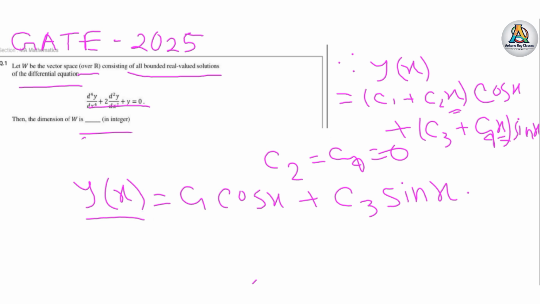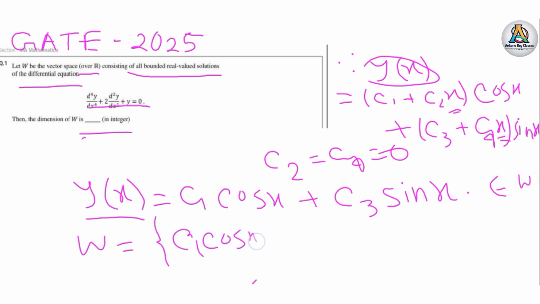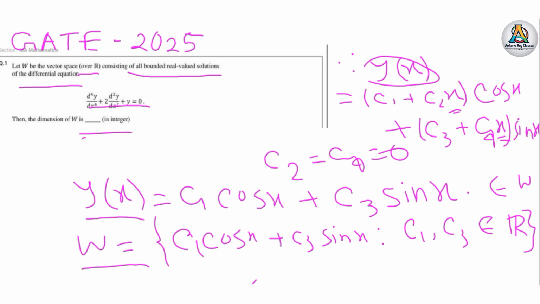Because if x is present, then this y is not bounded, so it does not belong to the vector space W. And this y must belong to W, and W is equal to c1 cos x plus c3 sin x such that c1 and c3 belong to the real numbers. These are two arbitrary constants. This is the vector space W.